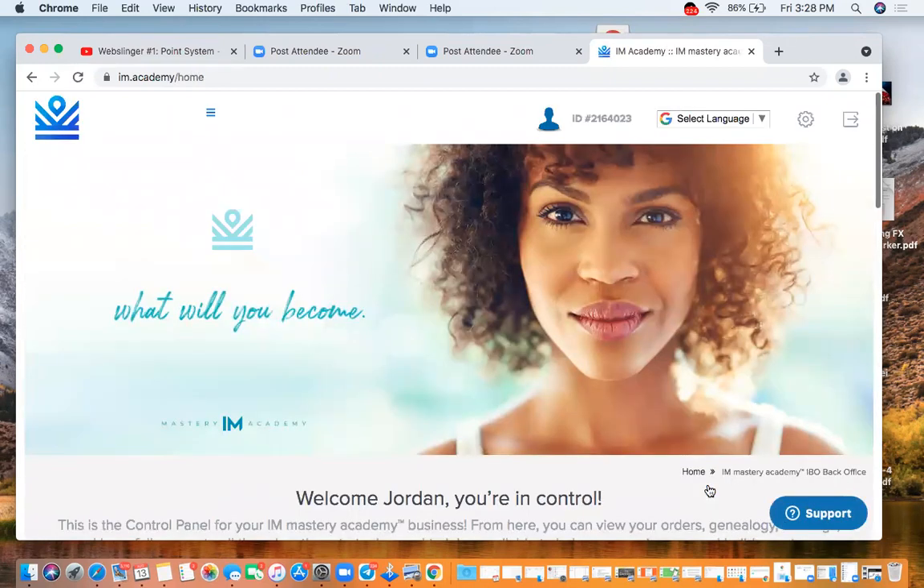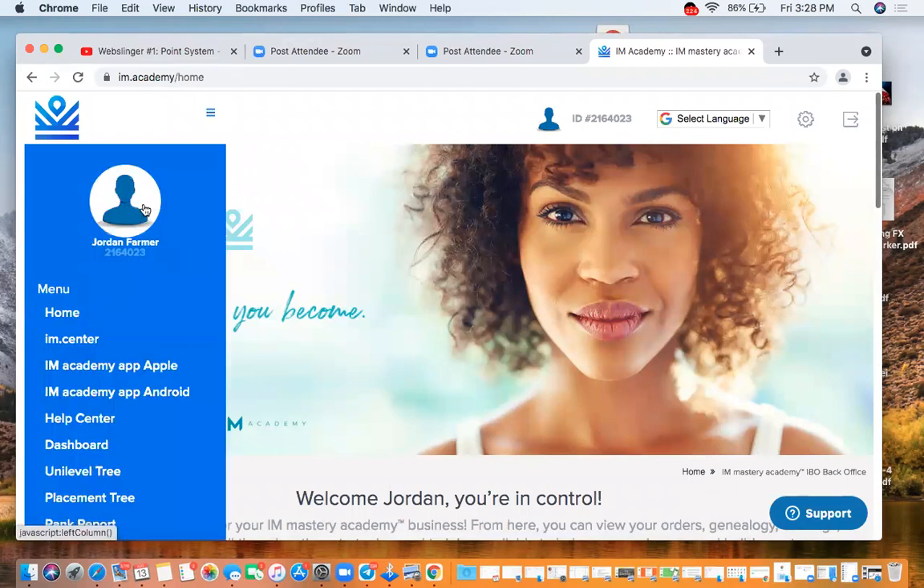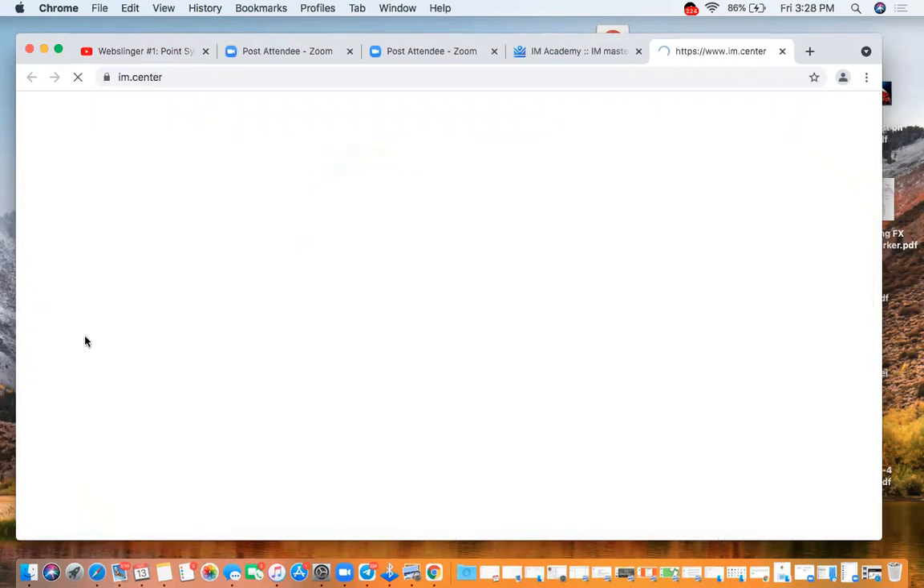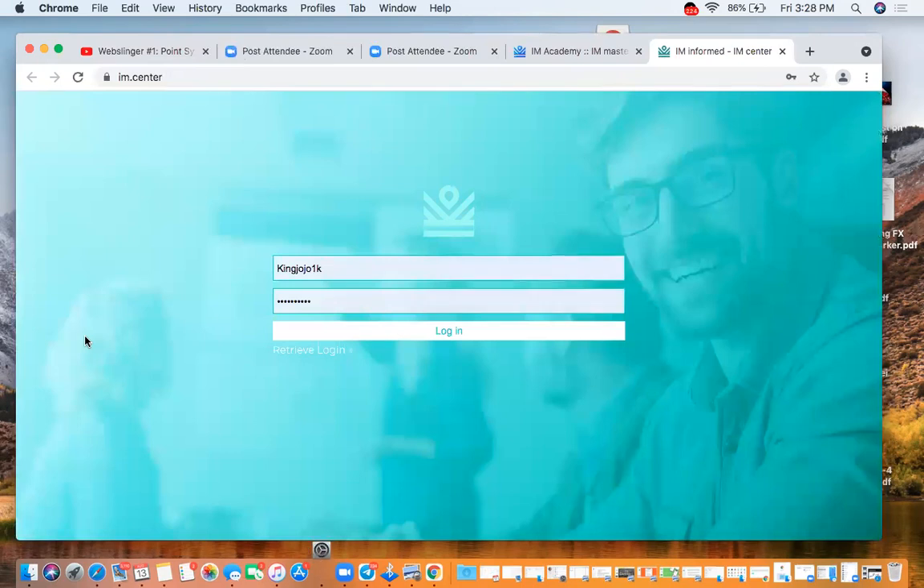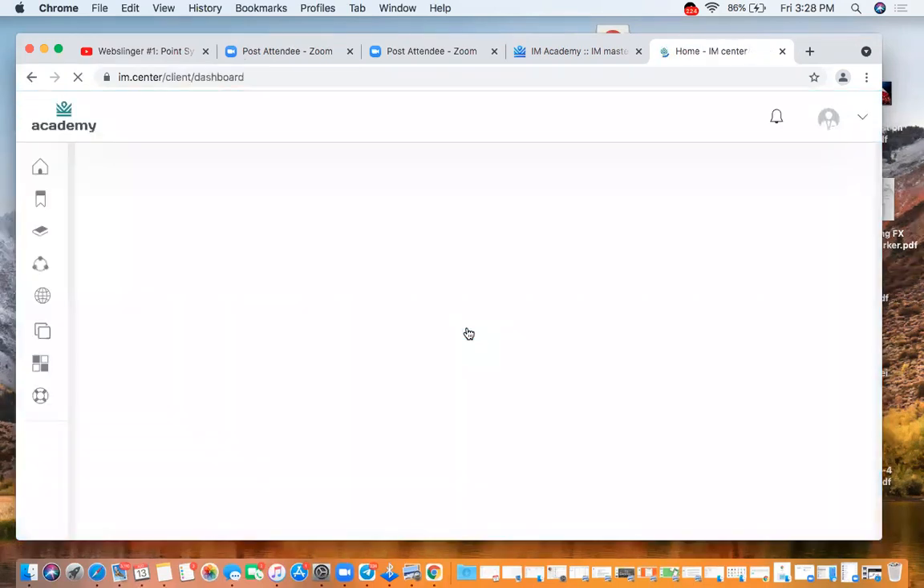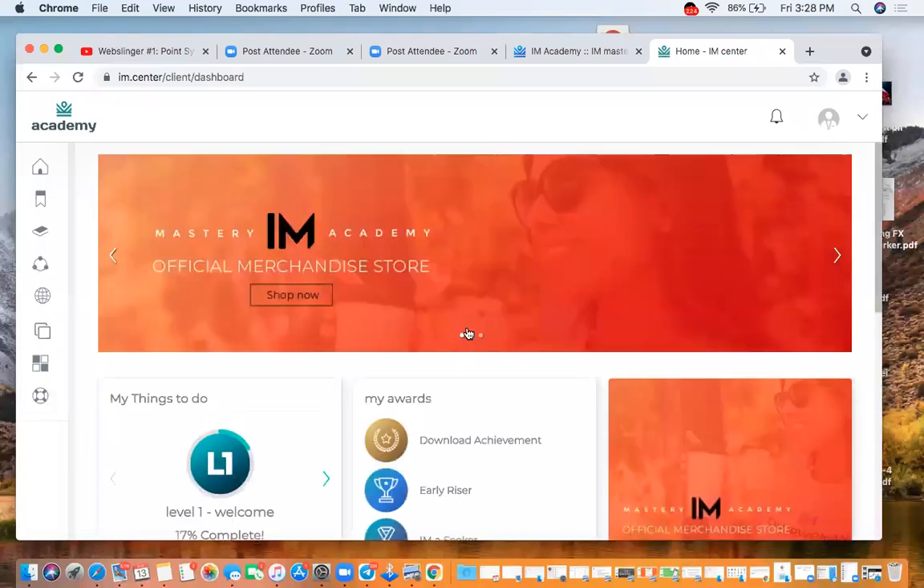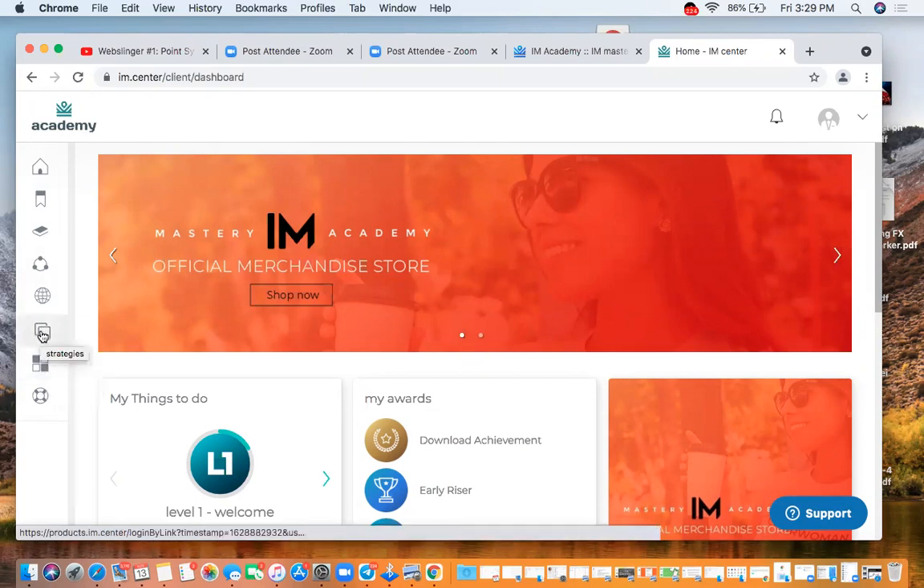Now, in the top left-hand corner, there's a drop-down bar. You will click on the drop-down bar and go to IM Center. With IM Center, you will put in the same login credentials you used when you first logged into IM Academy, and this will take you to your interactive educational platform for those of you who are new. Now, what I would do is go all the way down here to strategies.